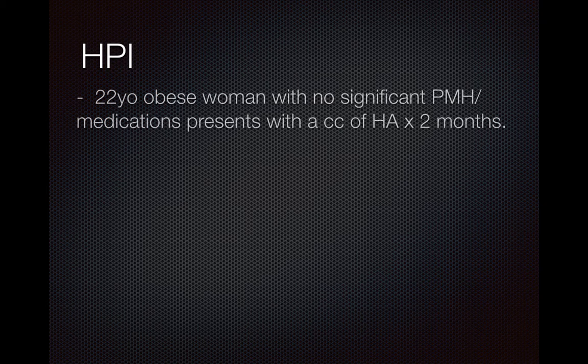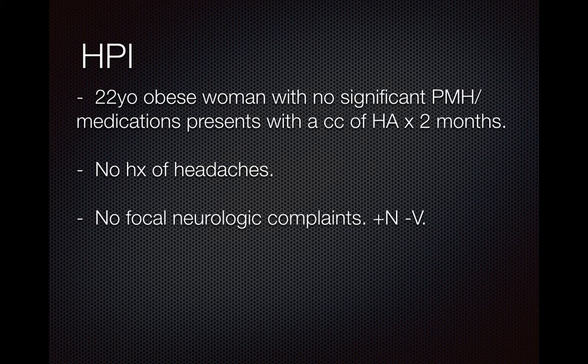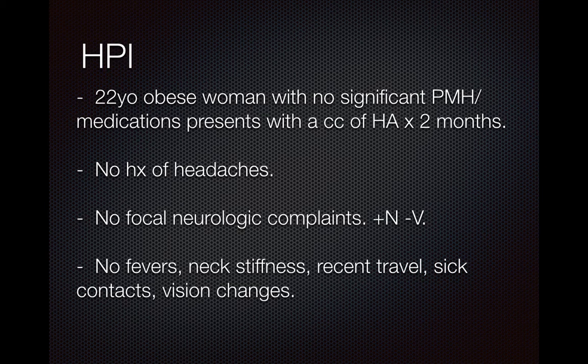So, this patient was 22 years old, otherwise healthy but had obesity, and presented with a chief complaint of a generalized global headache that was progressively worsening for 2 months. She has no history of headaches at all. Also, no focal neurologic complaints. She had a little bit of nausea intermittently, but no vomiting. And I couldn't find anything else on review of systems. No fevers, neck stiffness, photophonophobia, or recent travel, no red flags otherwise except for this headache.